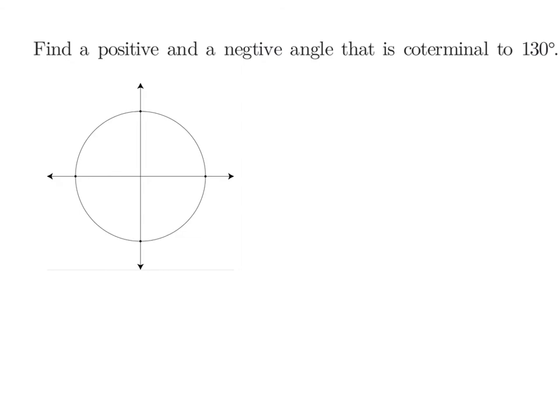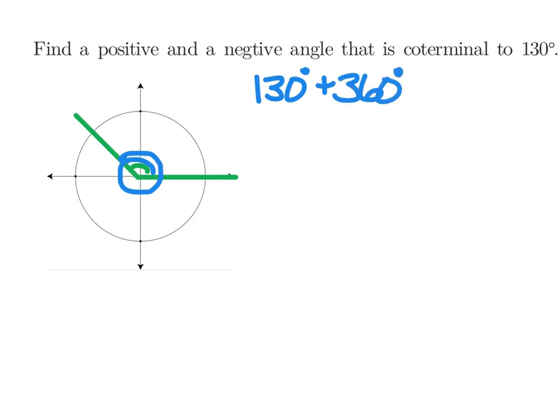If I kind of visualize where 130 degrees is, its initial side is the positive x-axis, and its terminal side is going to be about 40 degrees past 90. So right about there. This is what 130 degrees looks like. Now, if I want to find another positive angle that is coterminal to this 130 degrees, I need to let this terminal side take another trip around the circle. So if we started with 130 degrees, I'm just going to add one trip, 360 degrees, around the circle. And we end up with 490 degrees.